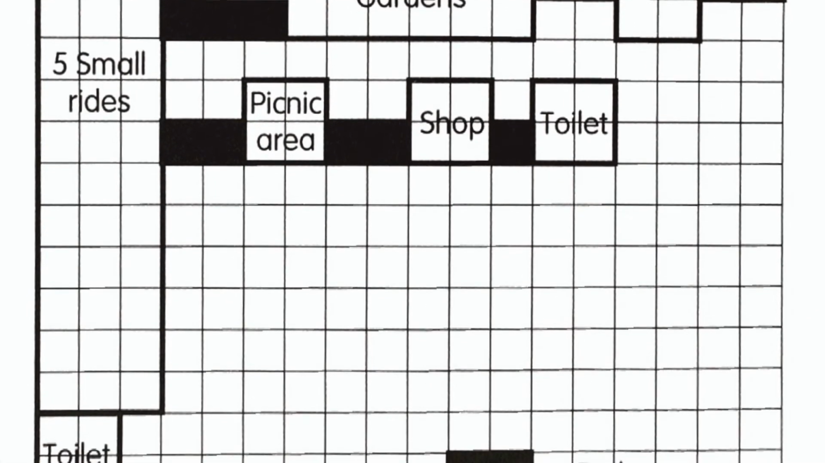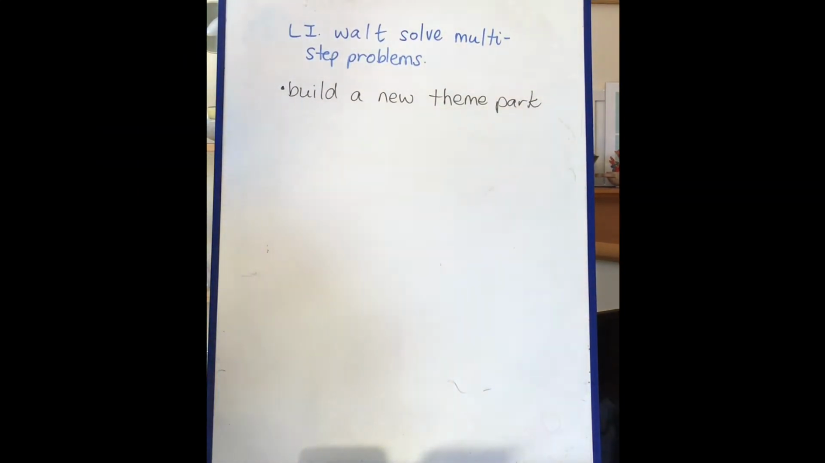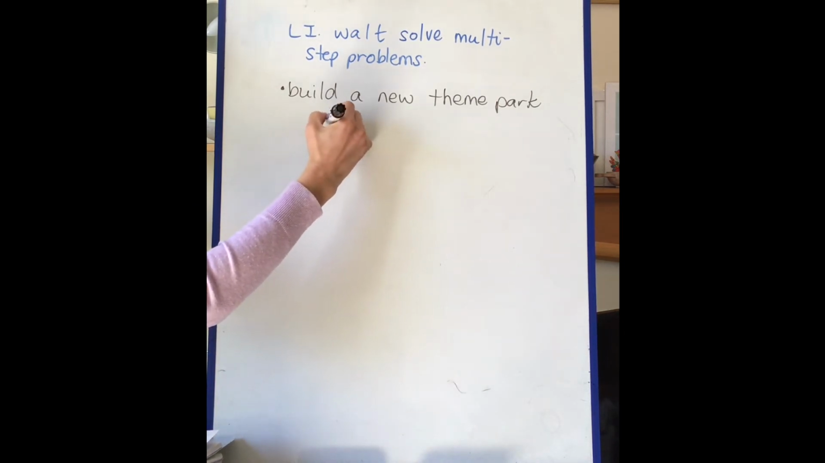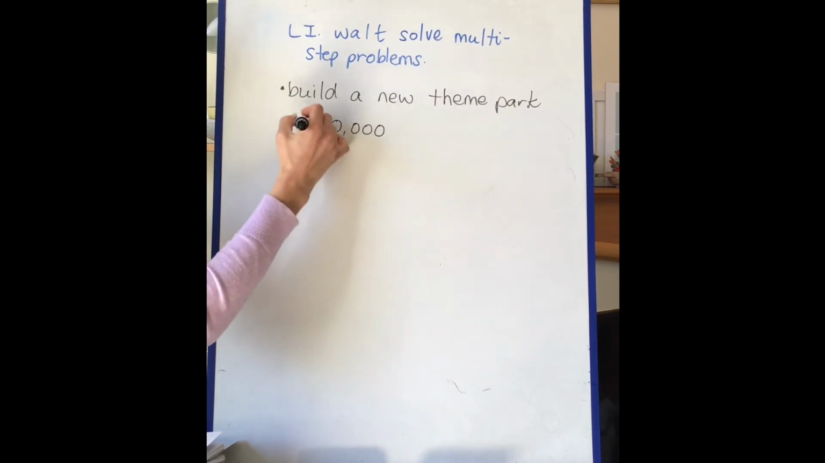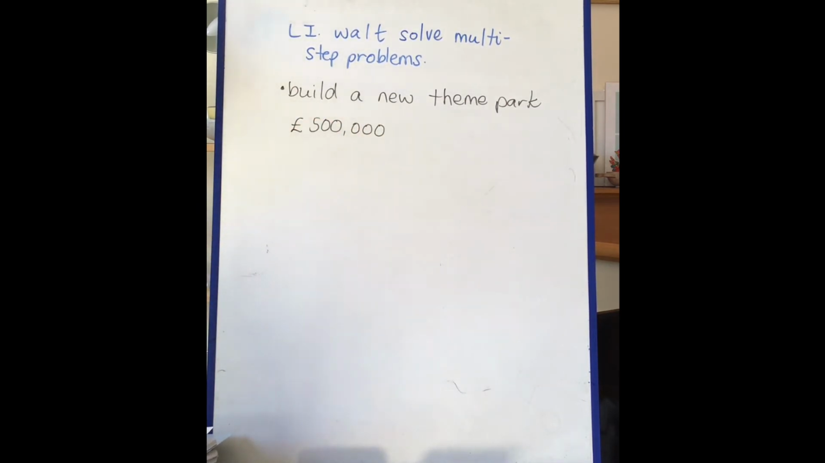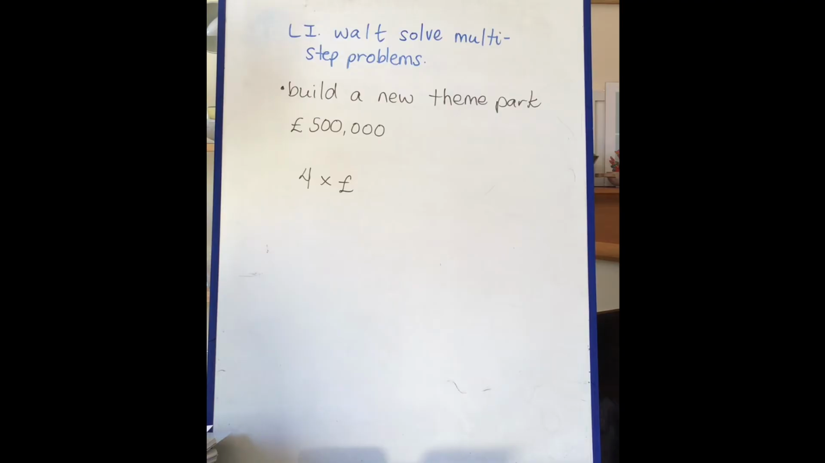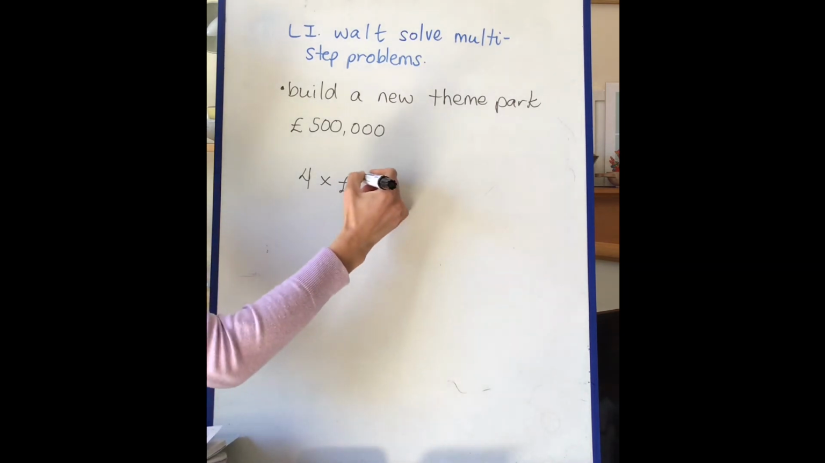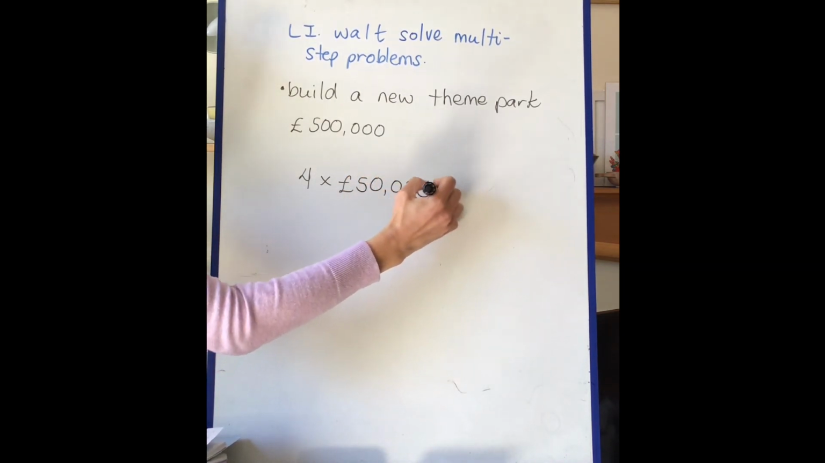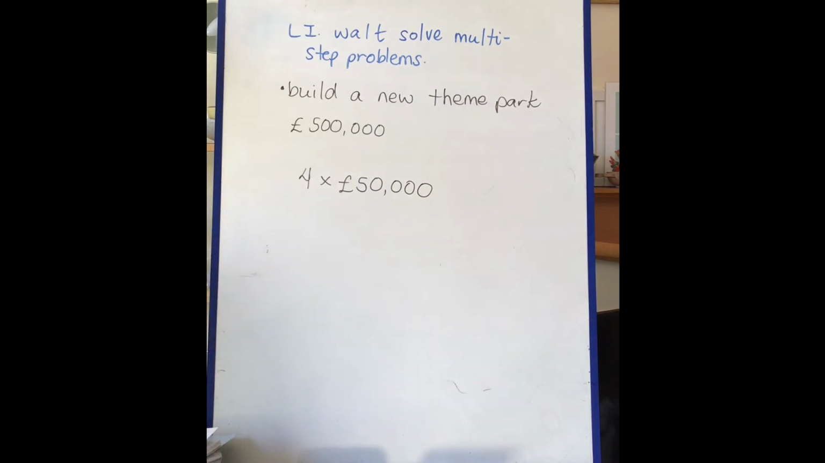Okay. Now, this is solving a multi-step problem because everything that you're going to put on your design sheet is going to cost you money. And so we're going to try to figure out how much we're spending as we go. So you have your budget of £500,000. Now, if you decide, you know what, I want 4 big rides, each big ride is going to cost you $50,000. So step 1 would be working out 4 times 50,000.